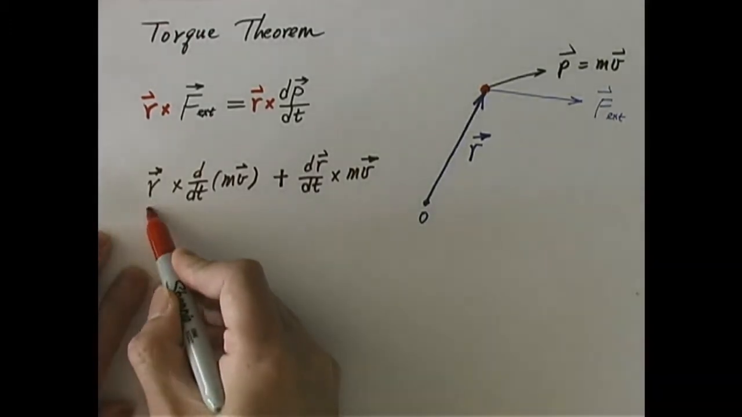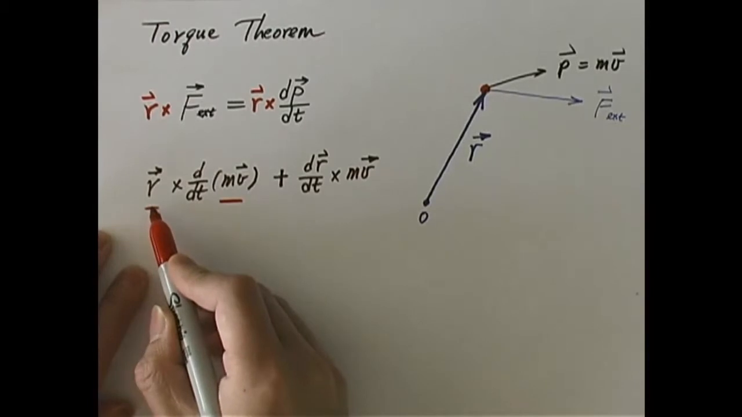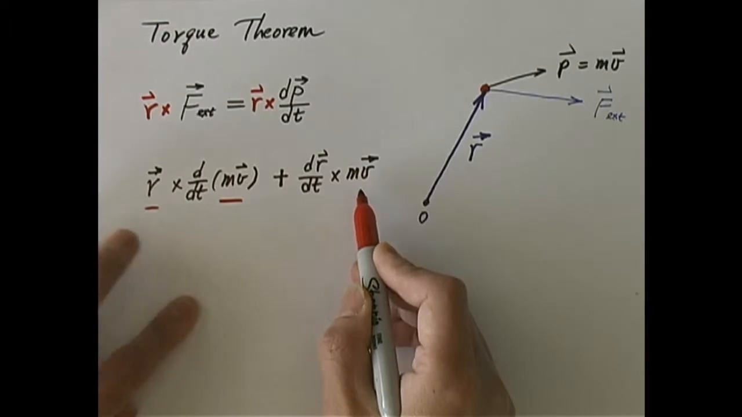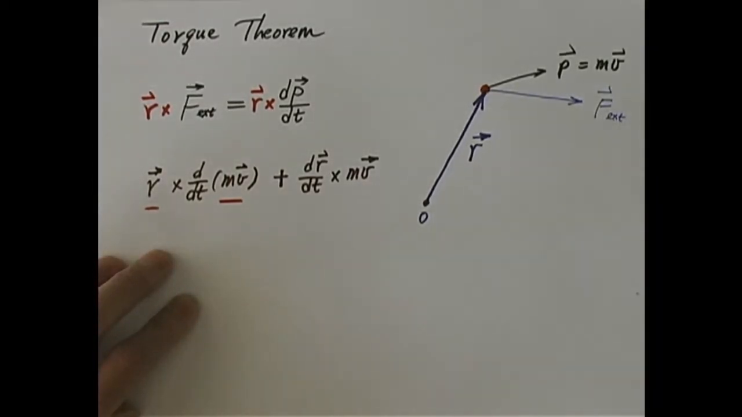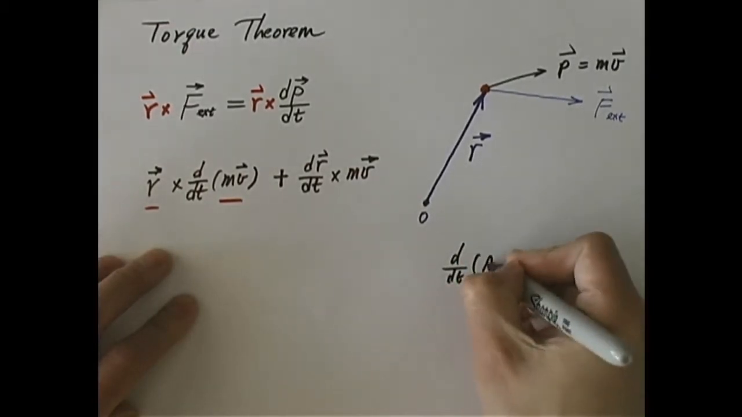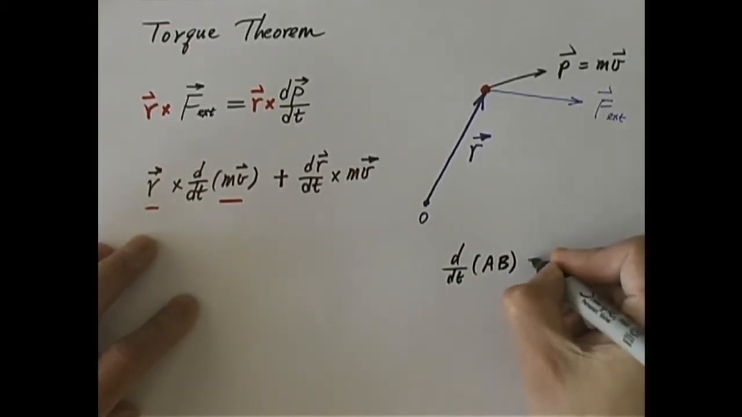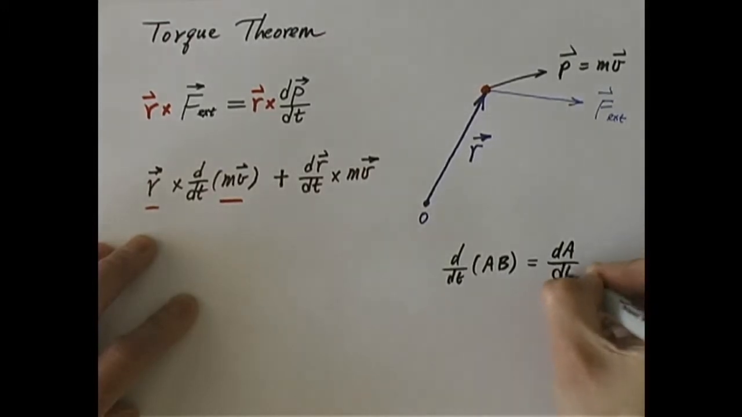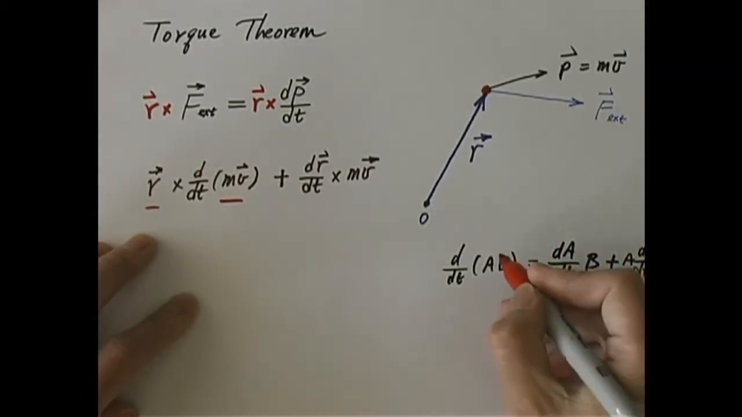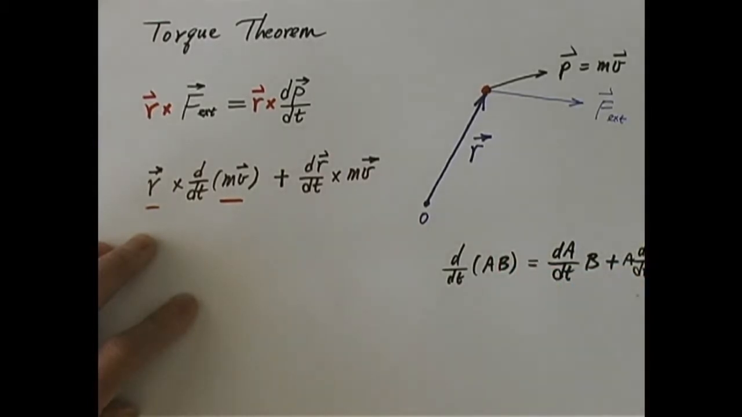You see, if I call this A, call this B, what you have is A cross dB/dt plus dA/dt cross B. What do you think that is equal to? Well, remember the formula you learned in calculus, d/dt of AB. What's that equal to? That equals dA/dt B plus A dB/dt. Remember that? This works even if A and B are both vectors and you take A cross B instead of just A times B.